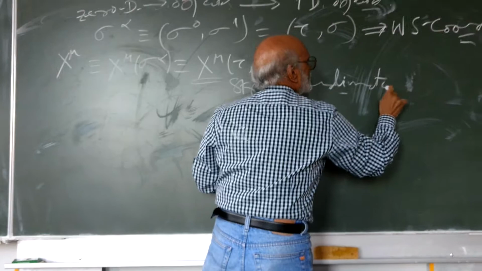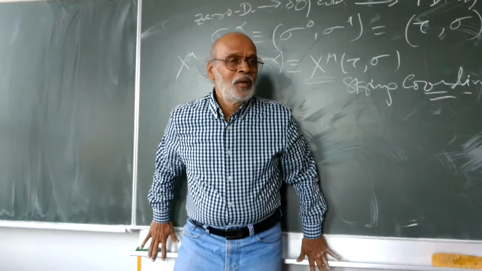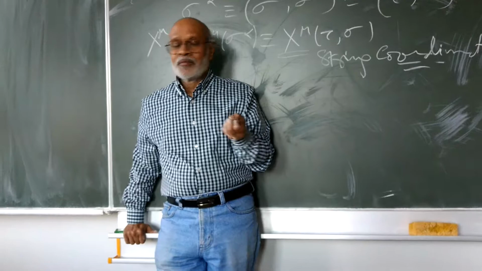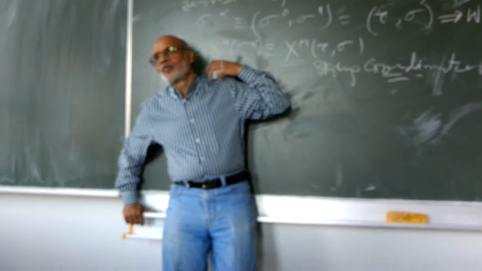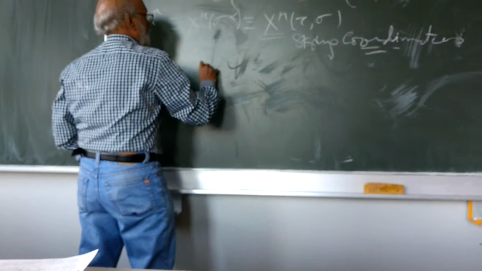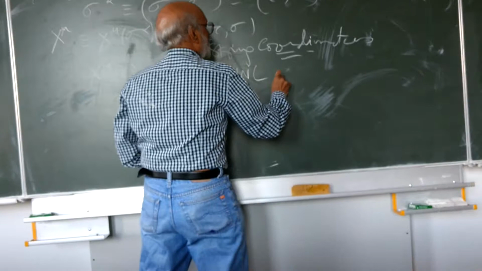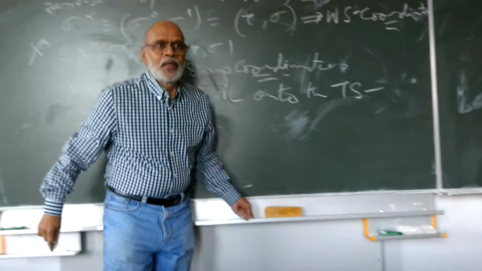These are string coordinates. What are they doing for us? What are these X^μ doing for us? What they really are is this: they are going to map the world sheet onto the space-time. You see? X^μ(τ) maps a world line onto the target space. Correct? That's what we consider for the relativistic point particle.